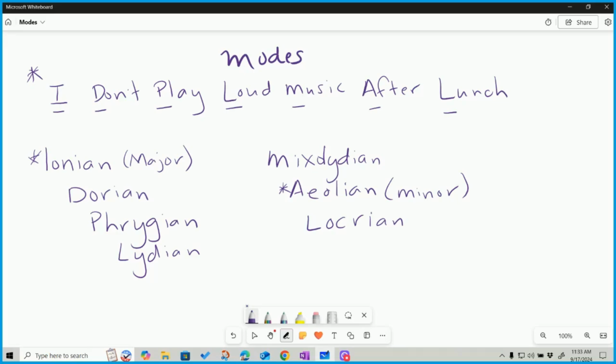Memorize that and the names of all these so that you know if I said, okay, what's the third mode? The mode that's on the third? Well, here's I, O, 1, 2, 3. It's the P. Which one is the P? It's Phrygian. Okay, so Phrygian is on the third. All right, let me go over to the piano and we'll show you how that works on the piano.